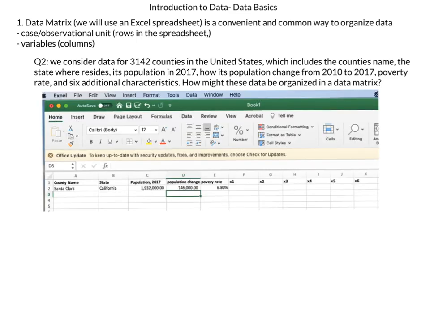Before I turned the page in the book, I went ahead and made this spreadsheet. So the county was Santa Clara, state, California, population in 2017. I looked this up. Population changed, so I looked up the population in 2010. So the change was 1,046,000. The poverty rate was 68, and I didn't know what the other 6 variables were, so I just named them x1, x2, x3, x4, x5, x6. And then I turned the page and I realized they gave me the data.